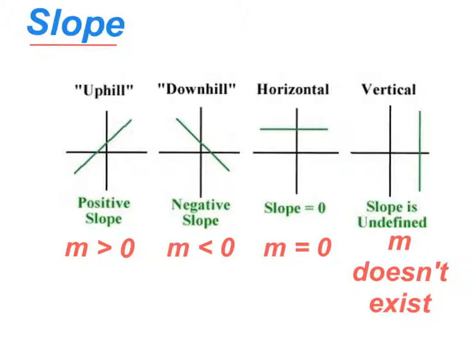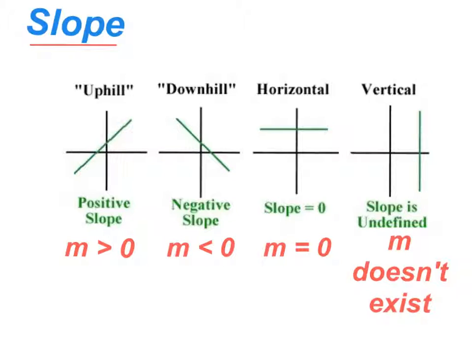The first part, where it's defined as uphill, is an example of positive slope. When you have a line on your graph and it increases from left to right, your slope value is greater than 0, and that's what's referred to as having a positive slope.